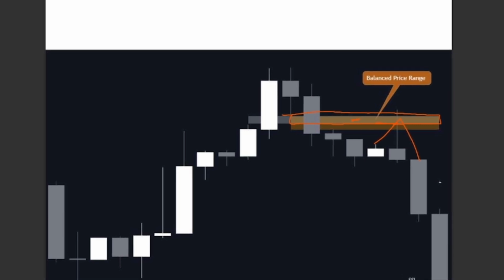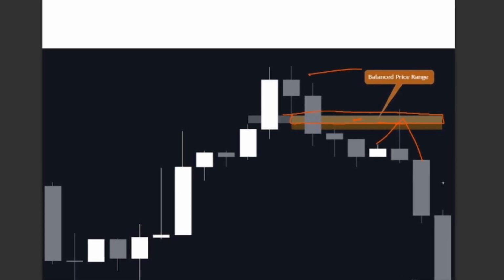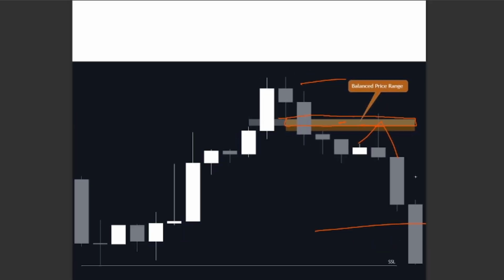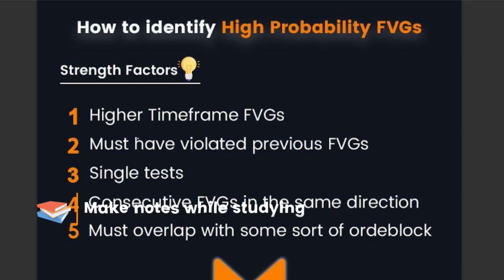So if you had placed a short here with stop losses here and take profits here, you would have taken a good profit home. So let's move to the last and most important topic: how to identify high probability fair value gaps.